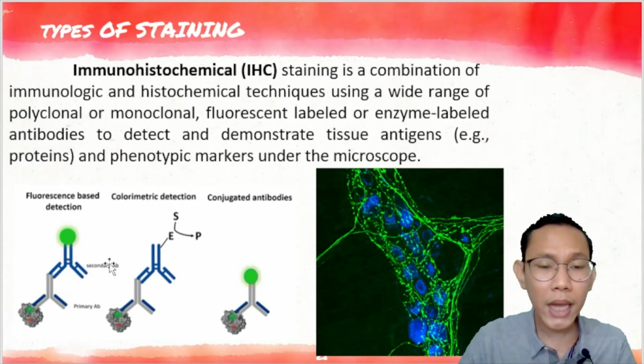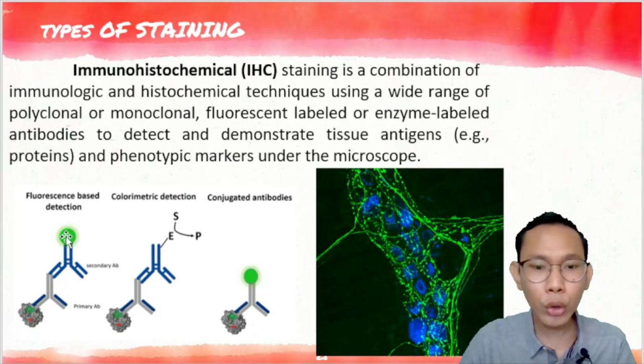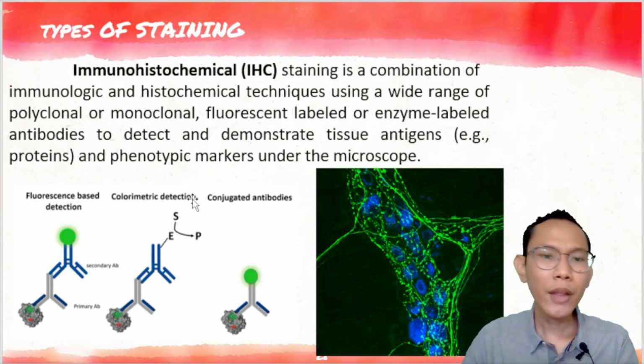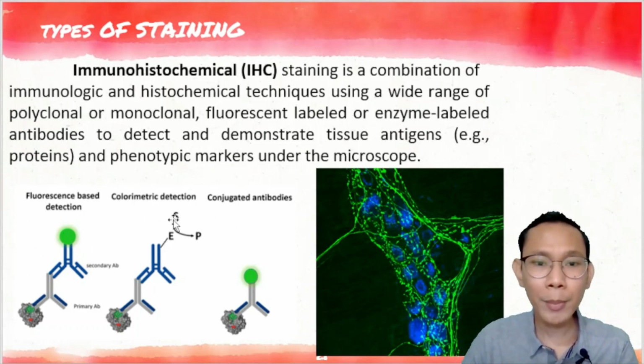And your secondary antibody contains now your fluorophore. Ito yung tinatawag namin na fluorophore, such as your fluorescein or your rhodamine. Yung fluorescein or rhodamine, ito na yung nakikita natin na kulay sa microscope. So because your secondary antibody contains now your fluorophore or fluorescein, a reaction will occur.